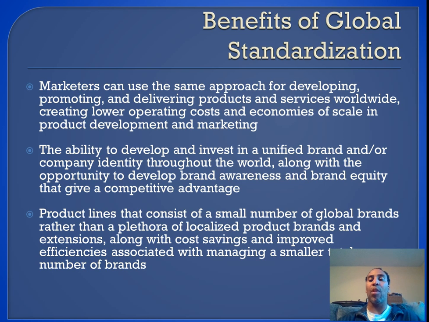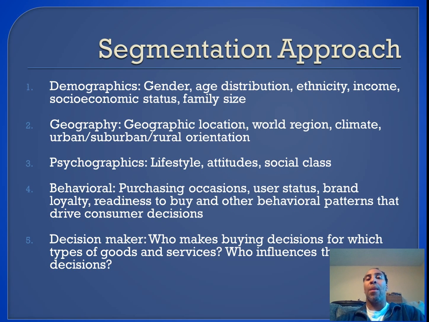Product lines that consist of small numbers of global brands rather than a plethora of localized product brands and extensions, along with the cost savings, right? Because what are you really saving here? You're saving costs, because if you have more products, it's more labeling, more branding. And improve efficiencies associated with managing a smaller total number of brands, right? And then you don't have to have as many people. But if you have a lot of different local brands, you have to have a brand manager for each one of those that speaks the language and understands everything that's going on.